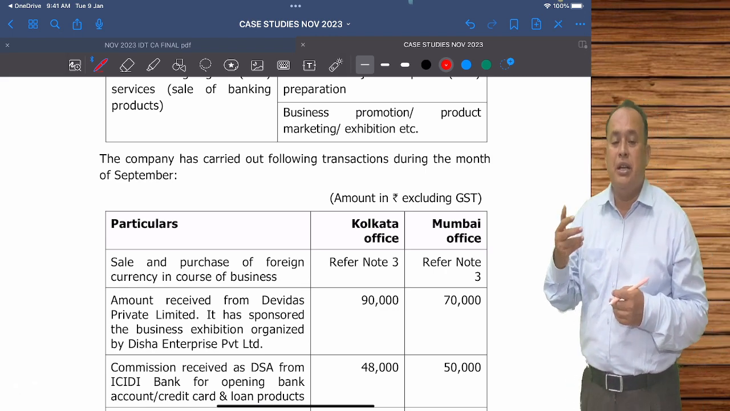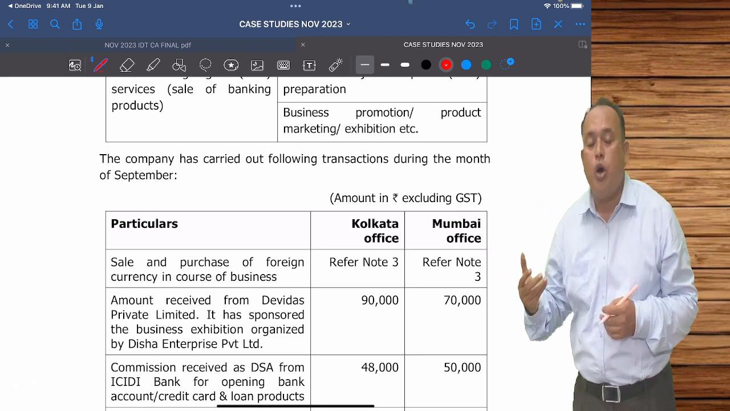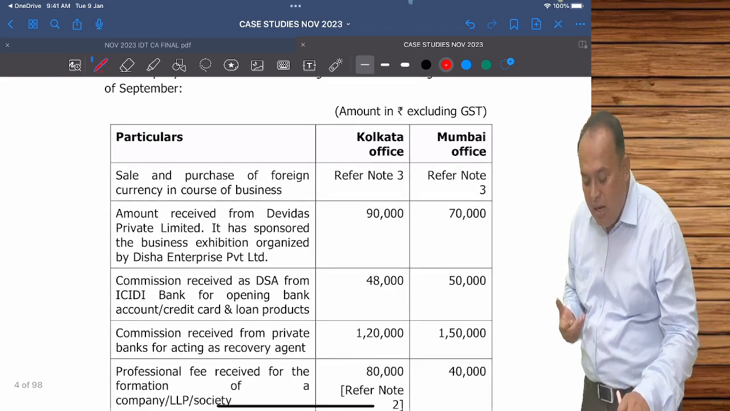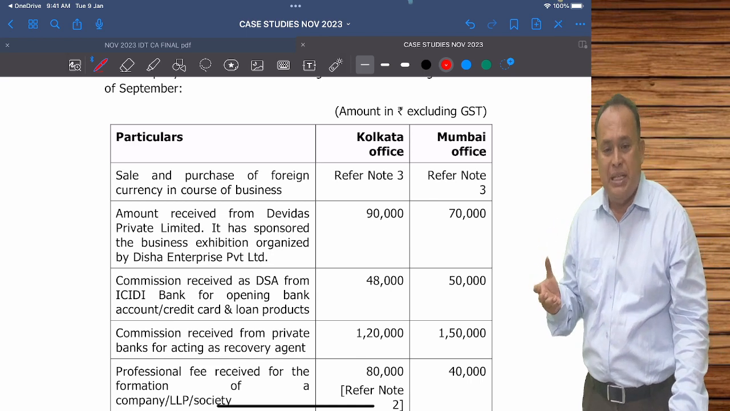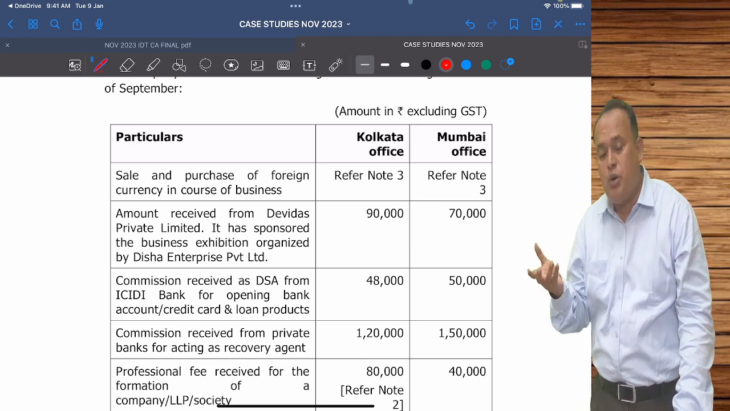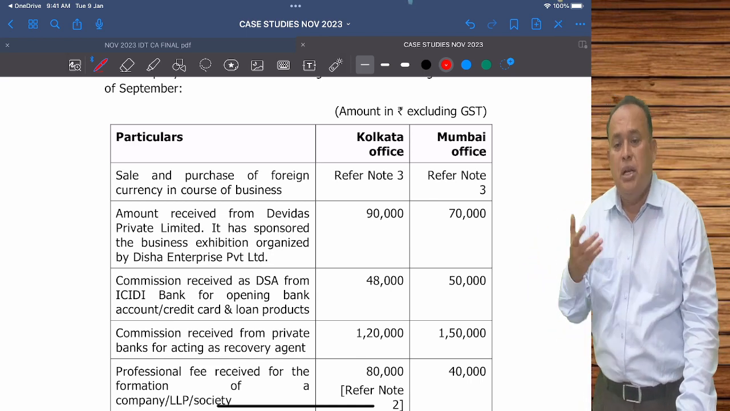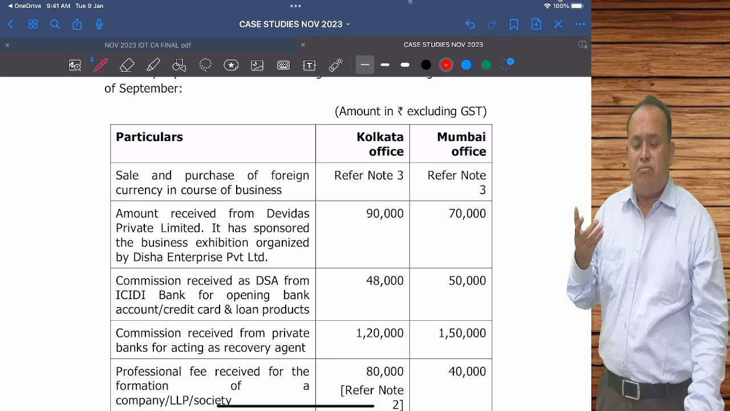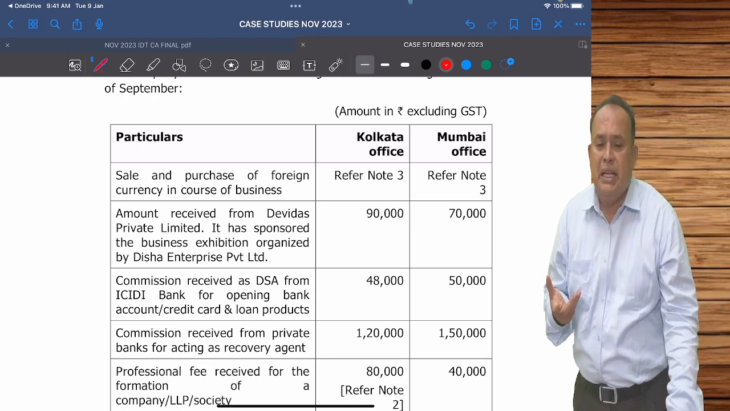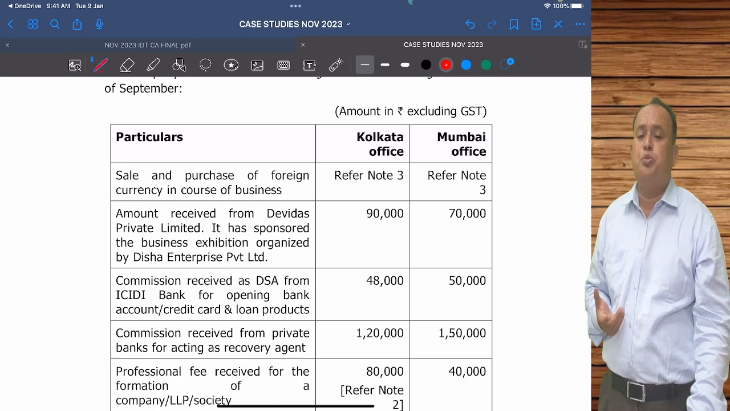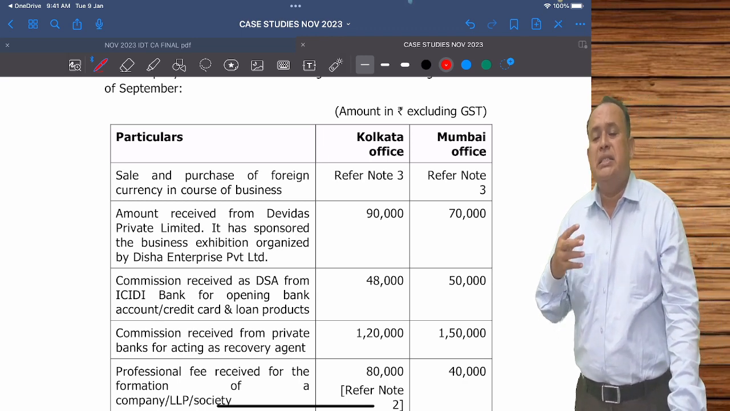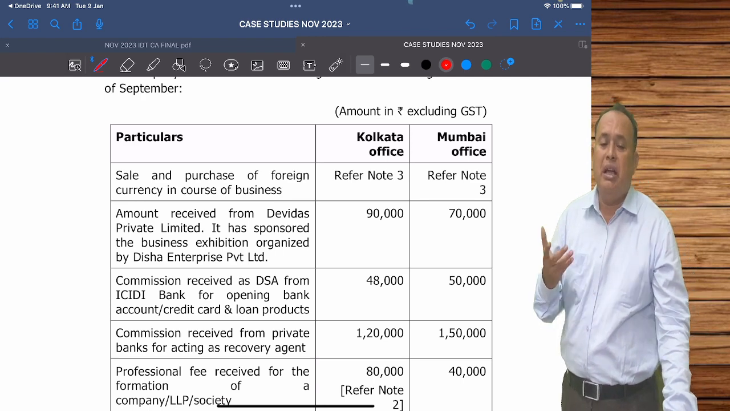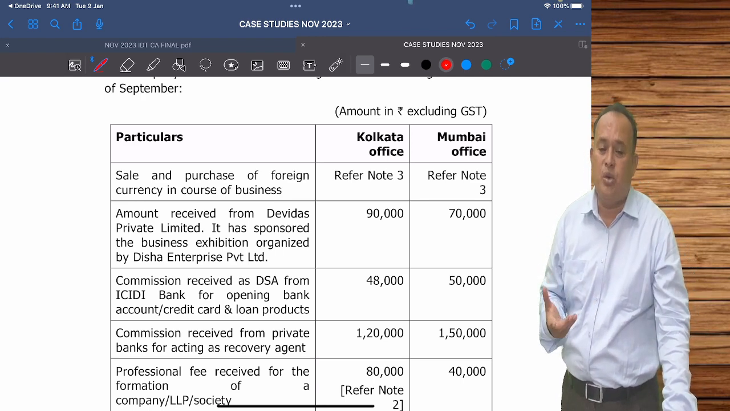The amount given in rupees, Kolkata office followed by Mumbai office. Particulars: sale or purchase of foreign currency in the course of business. Refer the note number 3. We'll refer to that. Amount received from Devadas Private Limited, which sponsored the business exhibition organized by Disha Enterprises Private Limited. The values are rupees 90,000 and 70,000.